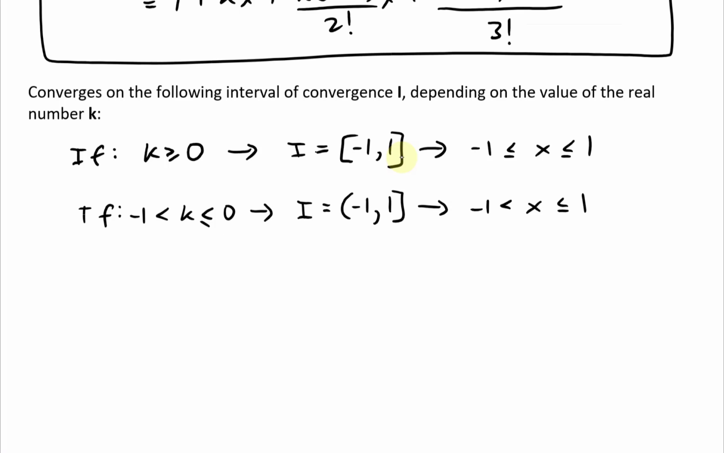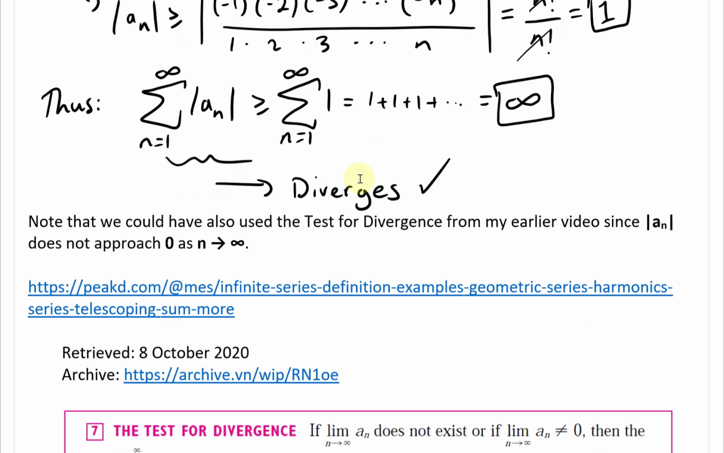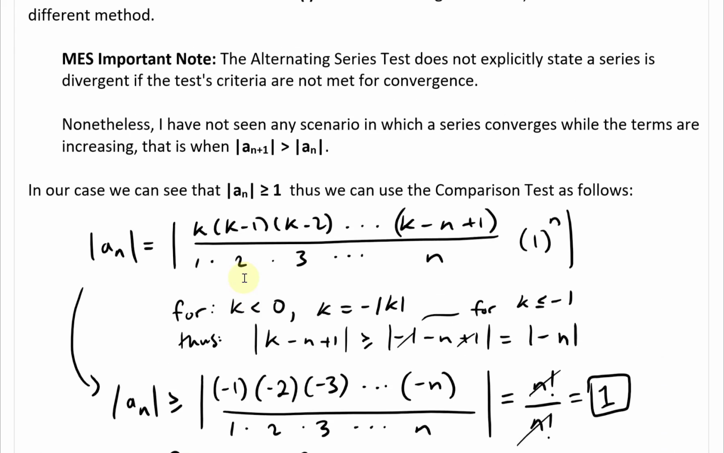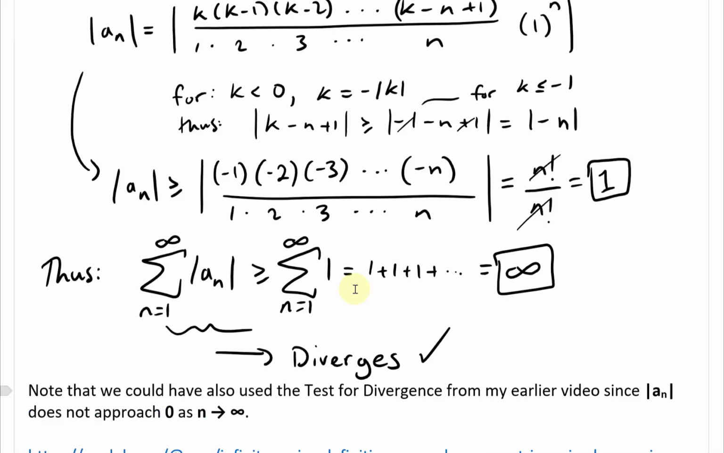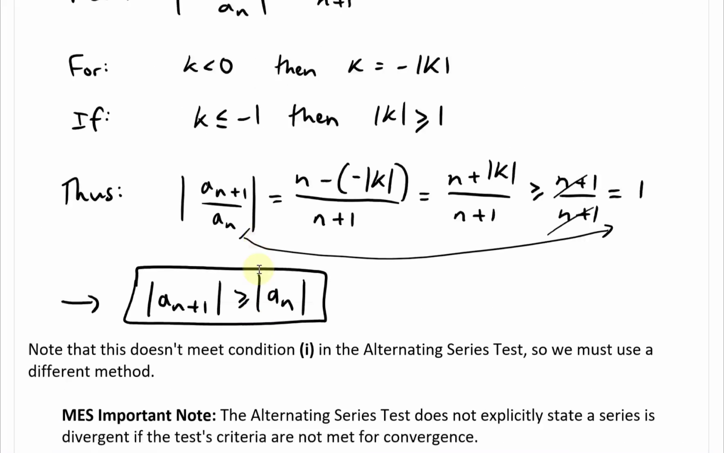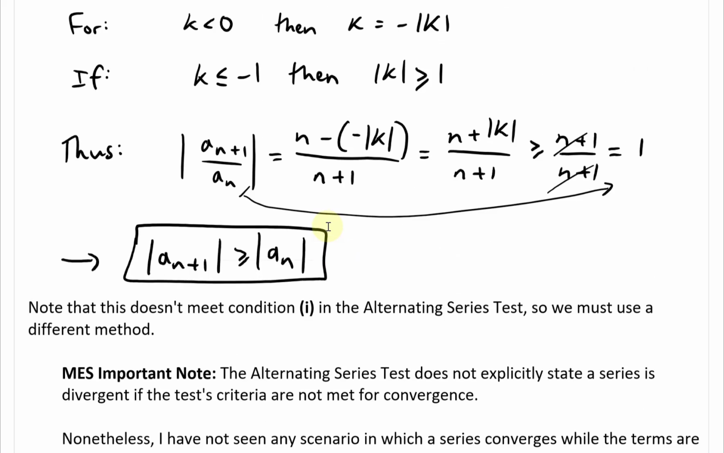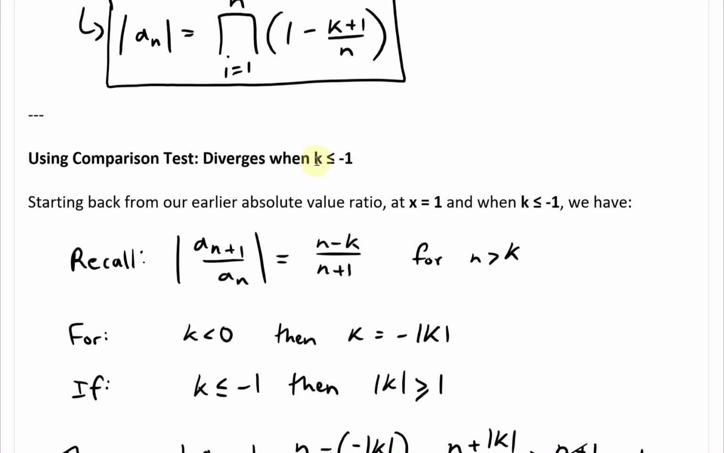Now the next one. If k is less than or equal to -1, then, scrolling up here again, this diverges for all of them. Note that we also use the test for divergence, since a_n does not approach 0 as n approaches infinity. So for k less than or equal to -1, it diverges as a series. We use the test for divergence, and we also use the comparison test over here.